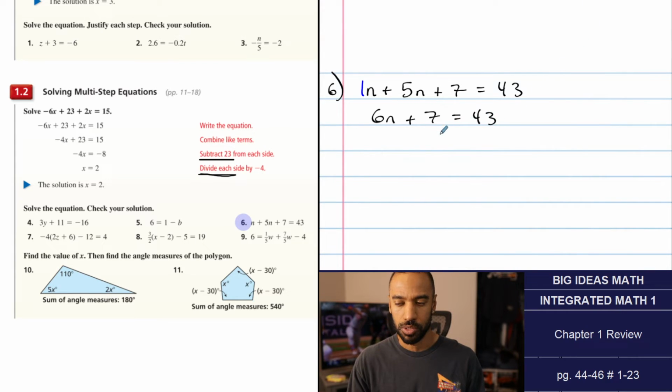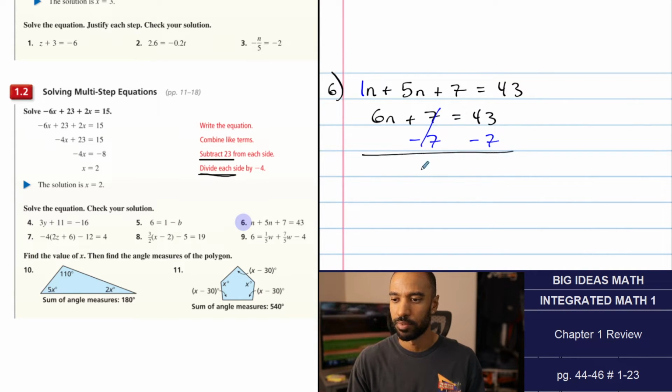now solve for n using inverse operations. Subtract 7 from both sides because 7 was positive. Now we're going to get 6n equals 36. And if we divide both sides by 6, we get n equals 6.